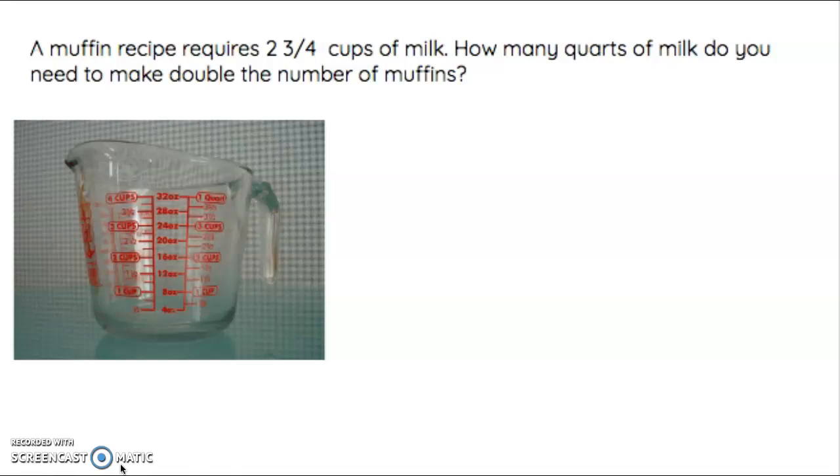Okay, so I have a picture because I know that I am measuring with cups. It says that my muffin recipe requires 2 3/4 cups. It wants me to change that to quarts, and I know that because it says how many quarts of milk do you need. But it also says that we're going to make a double number of muffins. So double means 2. I need to add 2 3/4 plus 2 3/4, or I can just multiply 2 3/4 times 2. Since it's just two numbers, I'm going to go ahead and do that with adding.